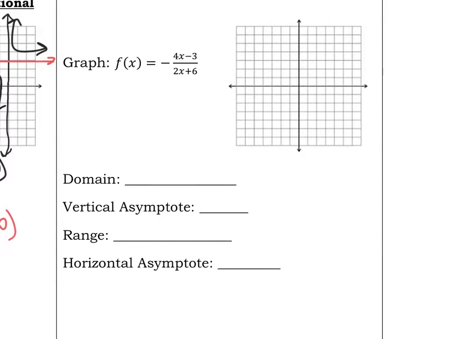We'll do another quick one here. Rule number 1 is take your denominator and set it equal to 0. Subtract 6, divide by 2. You get x is equal to negative 3. So draw x is equal to negative 3.